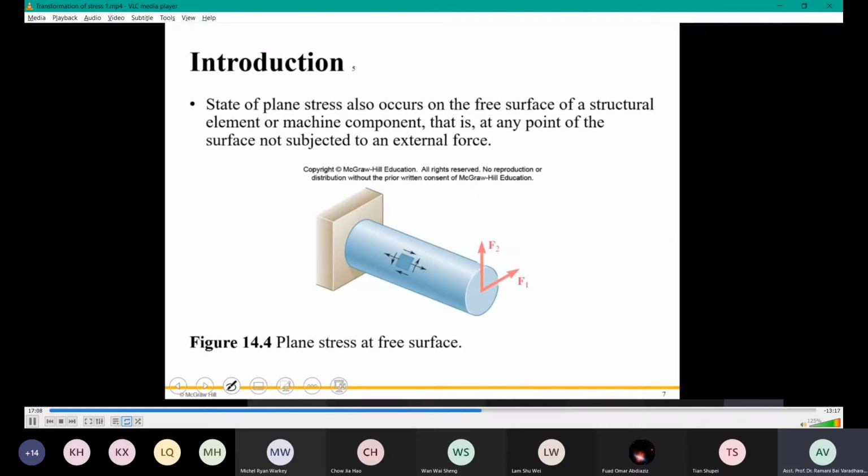And then another one, for a member like this fixed to a wall, right? A beam fixed to a wall, maybe a circular beam fixed to a wall. A state of plane stress also occurs on a free surface of a structural element or a machine component, that is, at any point of the surface not subjected to an external force. So it's due to its own self-weight. Although the loading is not acting, due to its own self-weight it may be subjected to stresses. If you want to analyze for the plane, it will be horizontal and vertical. Okay, you can analyze the resultant force in horizontal and vertical direction.